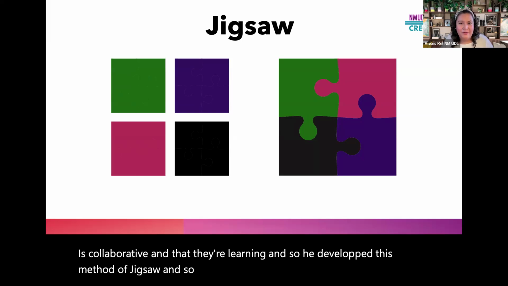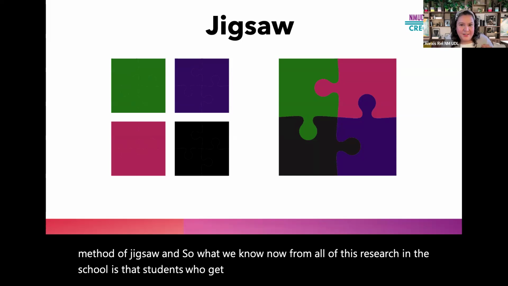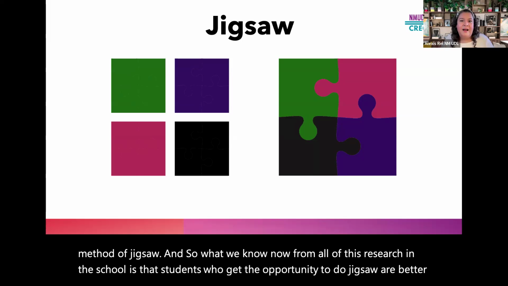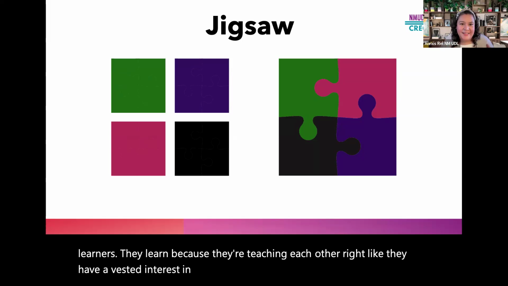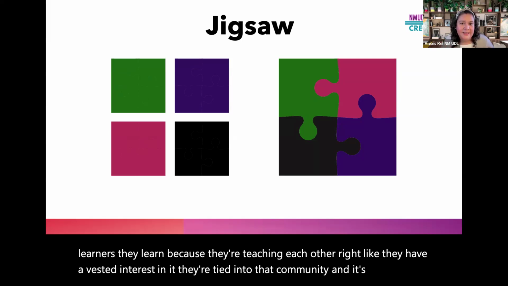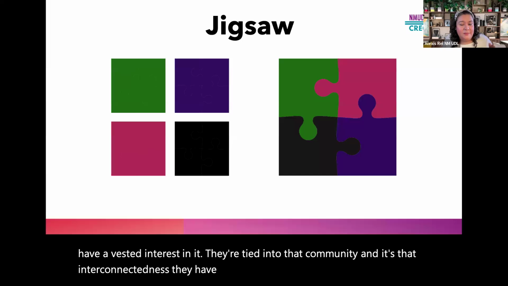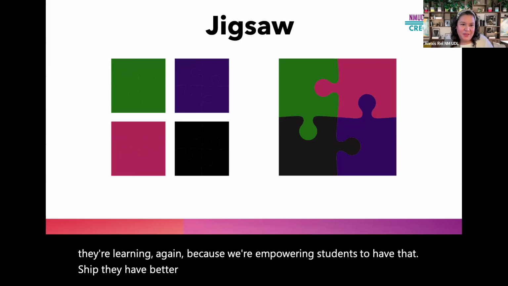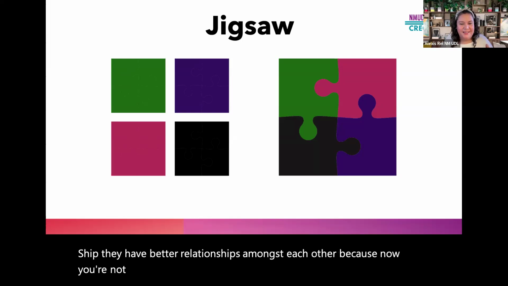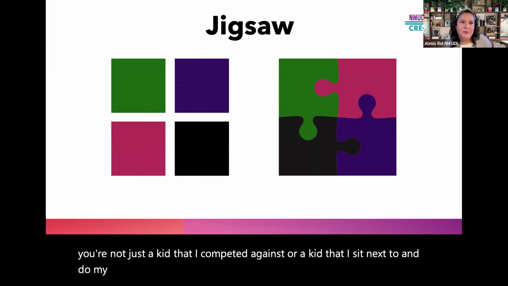And so what we know now from all of this research in the school is that students who get the opportunity to do Jigsaw are better learners. They learn because they're teaching each other, right? They have a vested interest in it. They're tied into that community and it's that interconnectedness. They have positive attitudes about the subject that they're learning, again, because we're empowering students to have that ownership. They have better relationships amongst each other because now you're not just a kid that I competed against or a kid that I sit next to and do my work. You're a kid who I need to rely on. And so again, it's that idea.